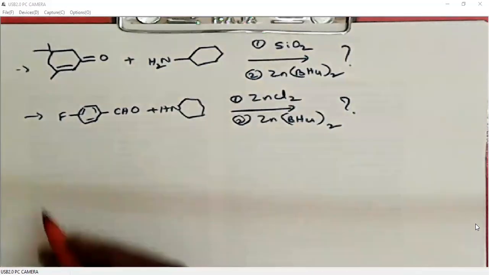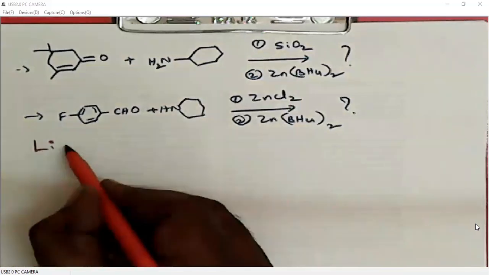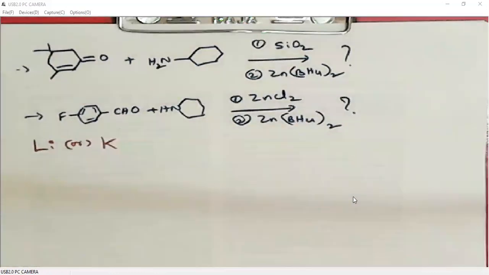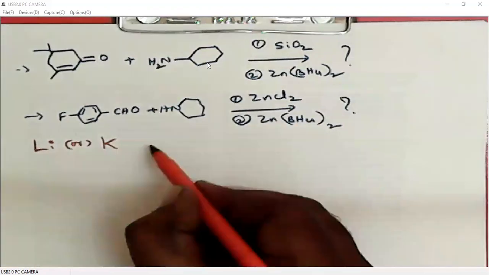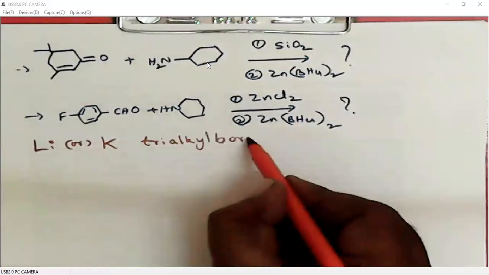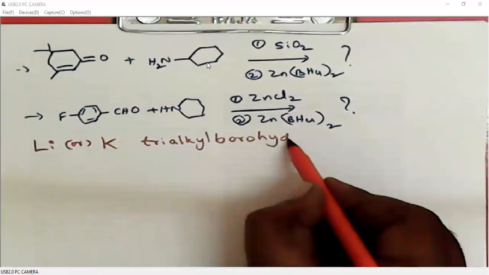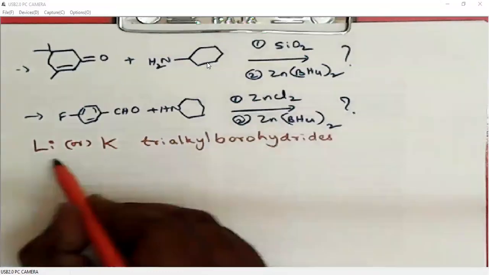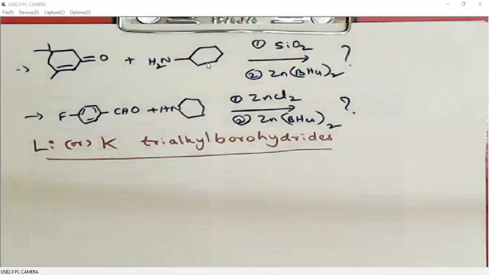Next we will see lithium or potassium trialkyl borohydrides. These are even more nucleophilic compared to the previous three borohydride reducing agents. Okay, I'll give them one by one.